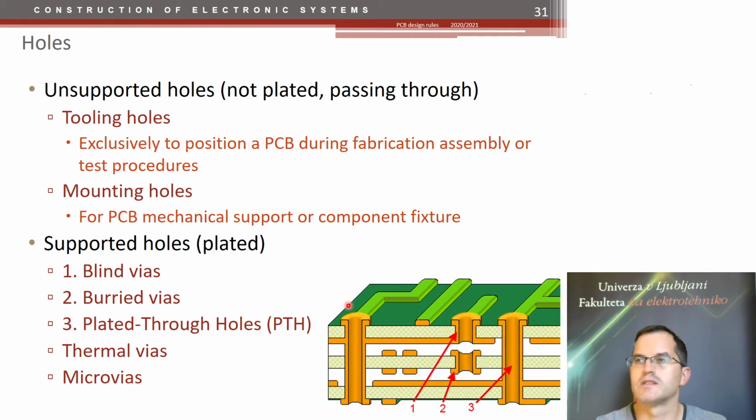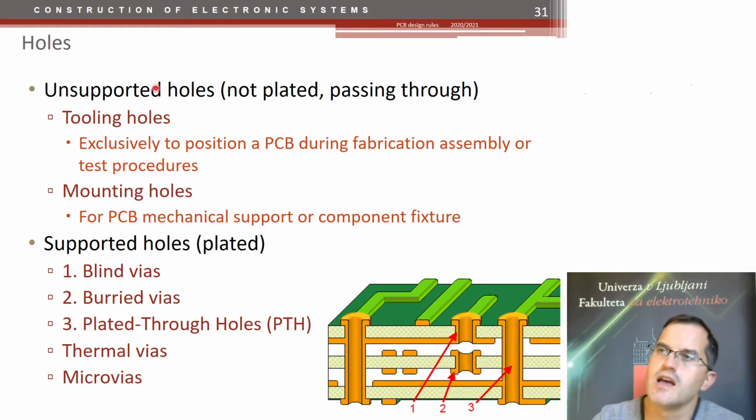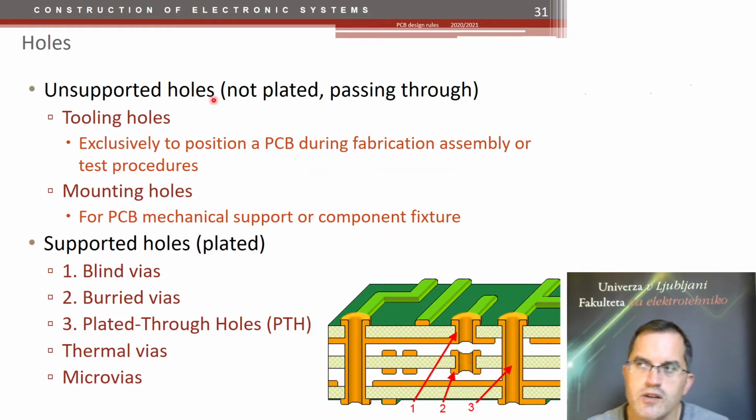What about holes? We have two types of holes. According to the standard, the first type is called unsupported, and the second is supported. What's the difference? Unsupported holes are those that are not plated and are passing through. So holes that are through holes and not plated. They are used for tooling or mounting different mechanical features on the PCB, like heat sinks and similar.